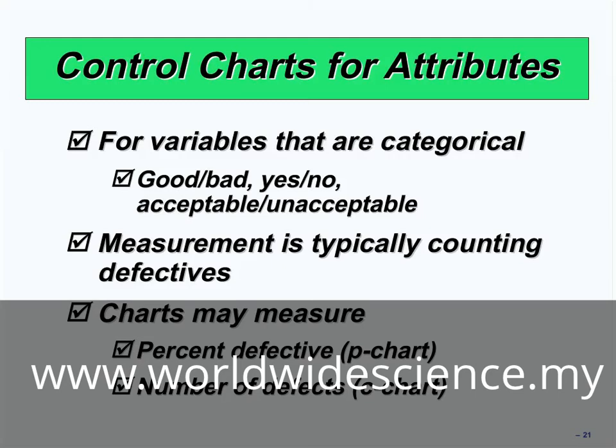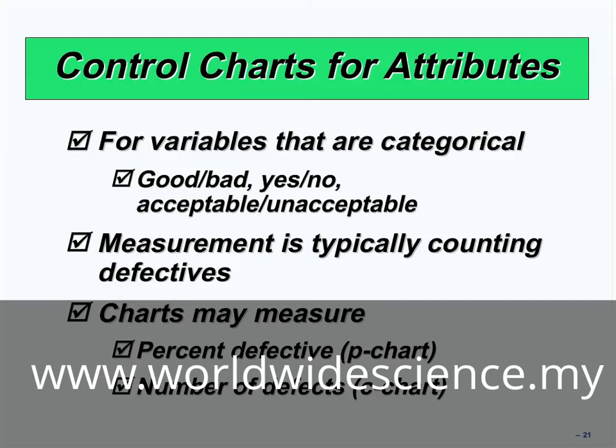Measurement is typically counting defective. Charts may measure percent defective, number of defects. Okay. In this, if you remember, I told you there are four control charts. I explained two control charts. Now, two charts have remained, P chart and C chart.